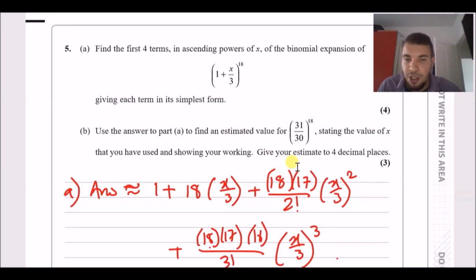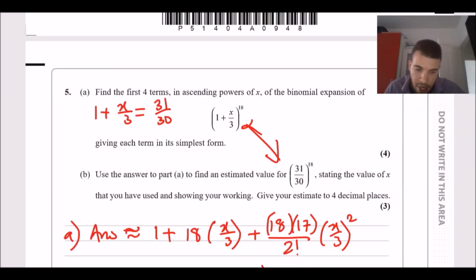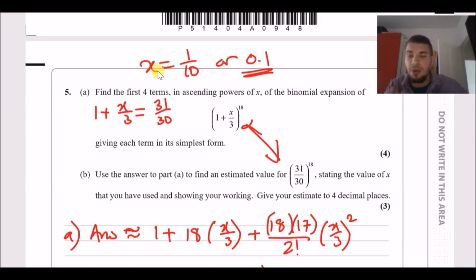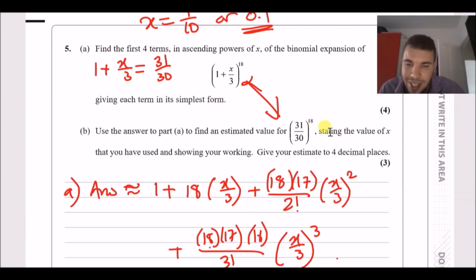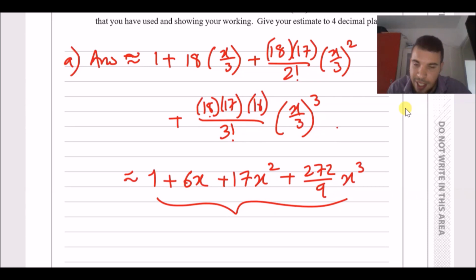That's the simple way. So we can say these two are the same when 1 plus x over 3 is 31 over 30. Now, in order to get x, all we do is simply subtract 1 across and then multiply by 3. And when you do that, you'll get an x value of 0.1, because it's more convenient. Now, according to the question, stating a value of x, which we just did, we should give an estimate to 4 decimal places. So we're going to estimate this value using our x value. So all you have to do is replace all of these x's here with 0.1.